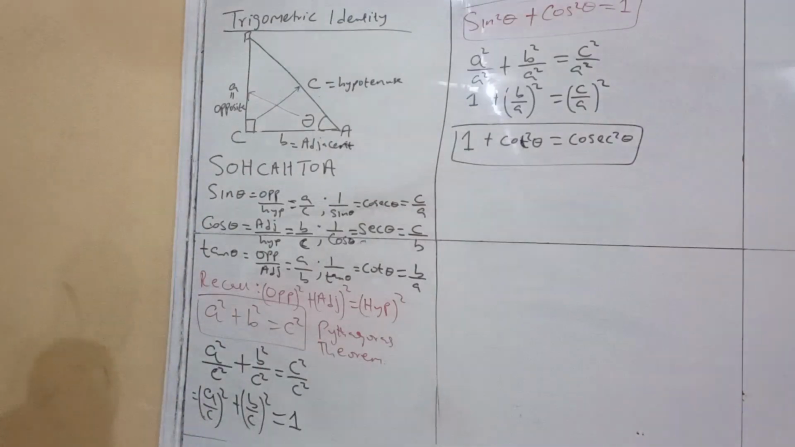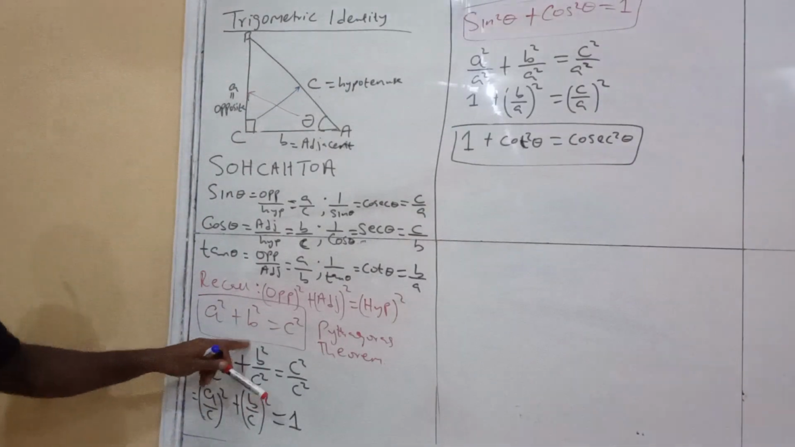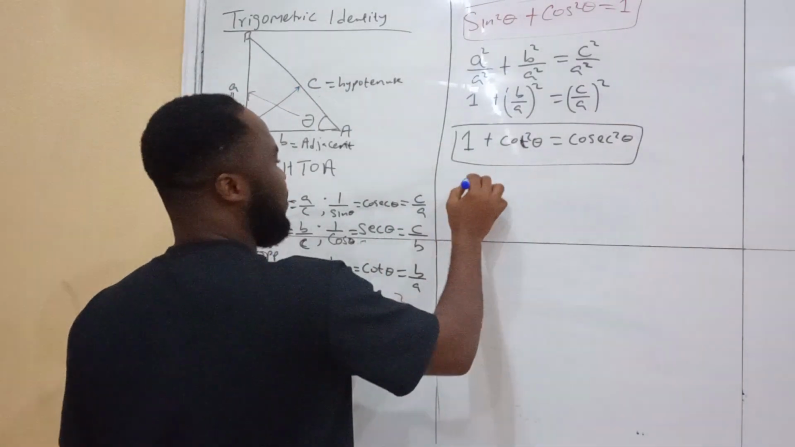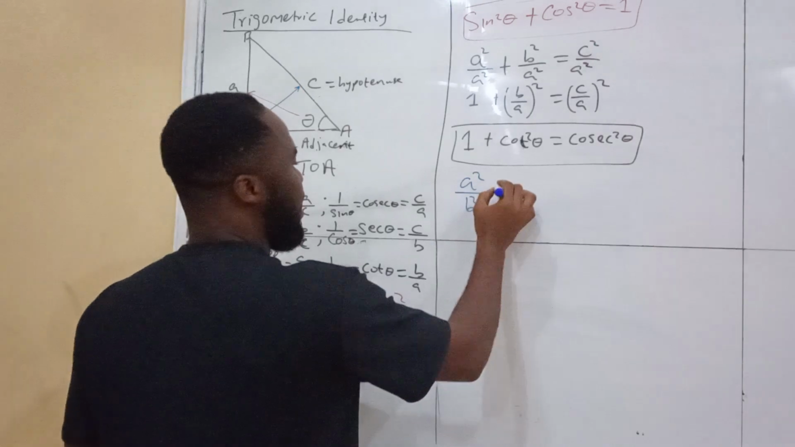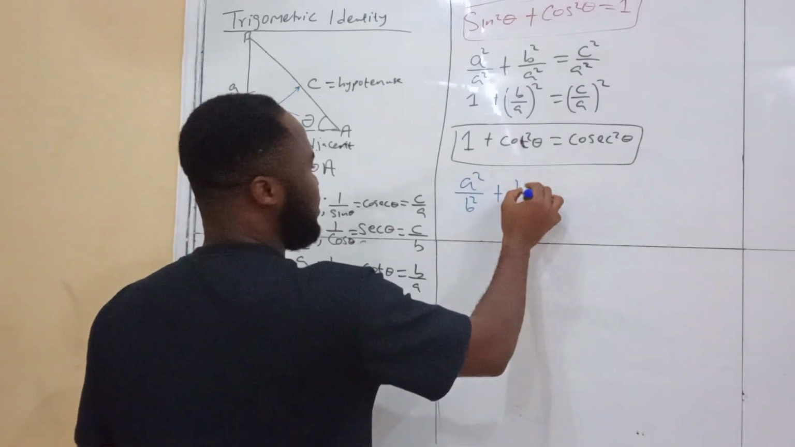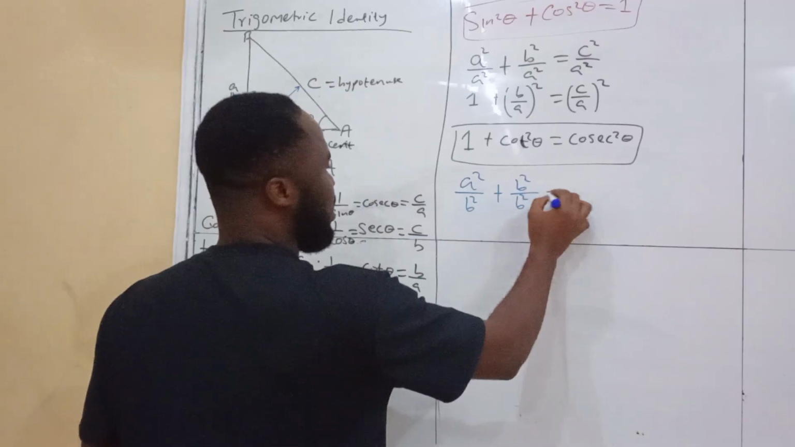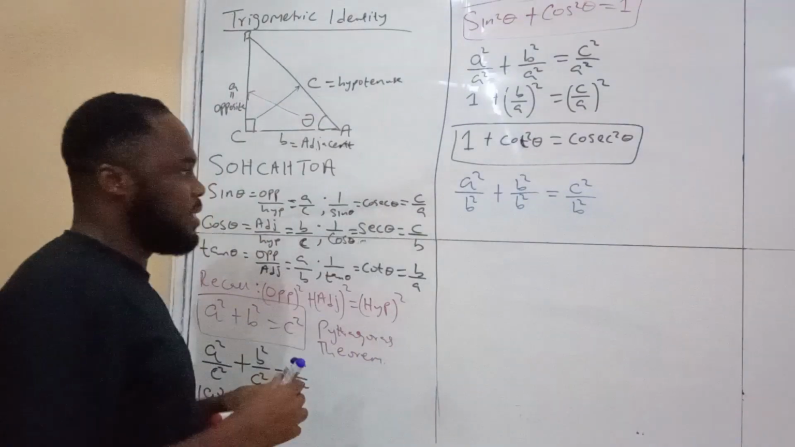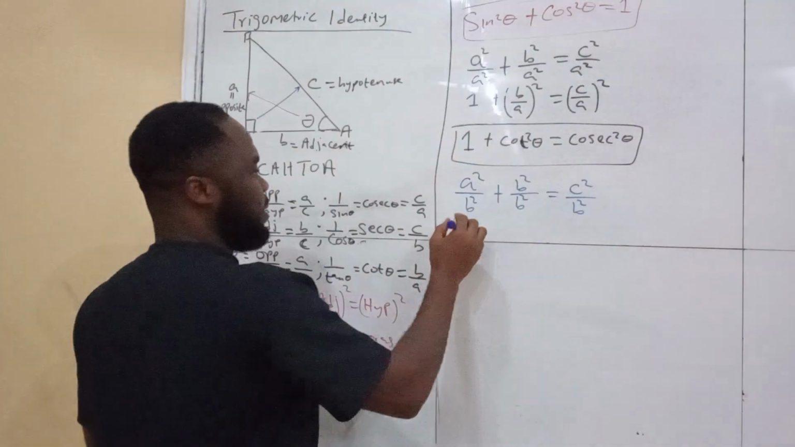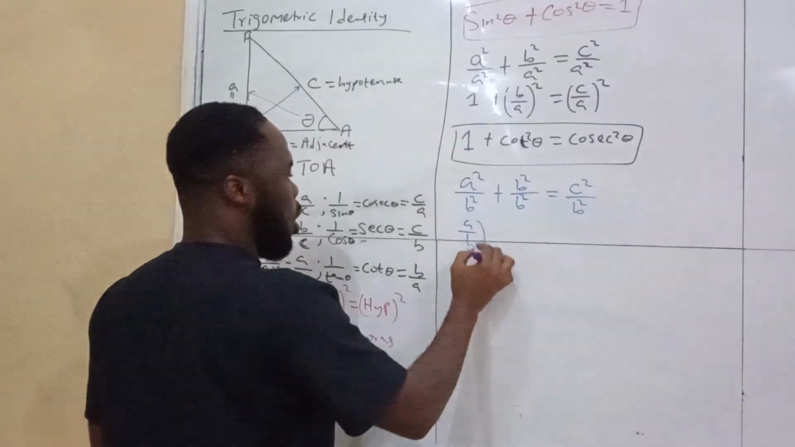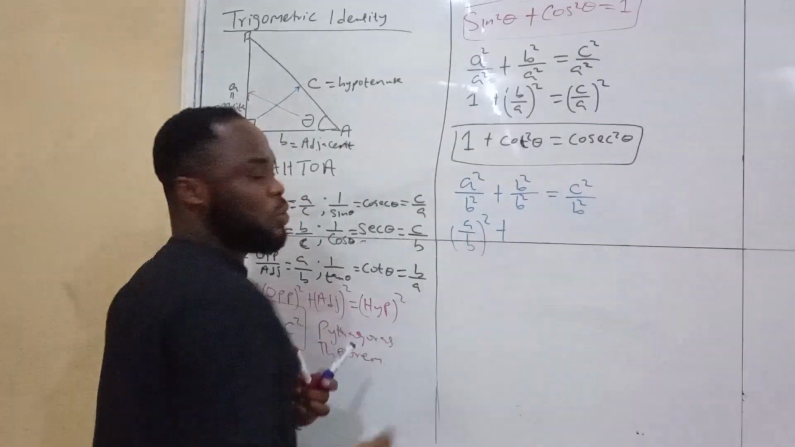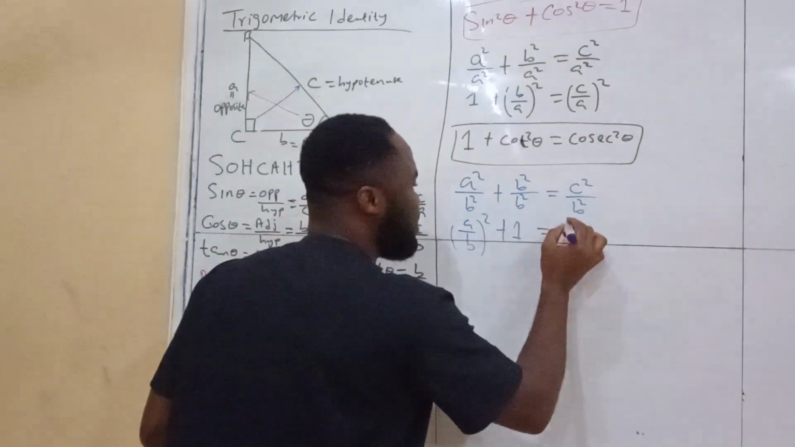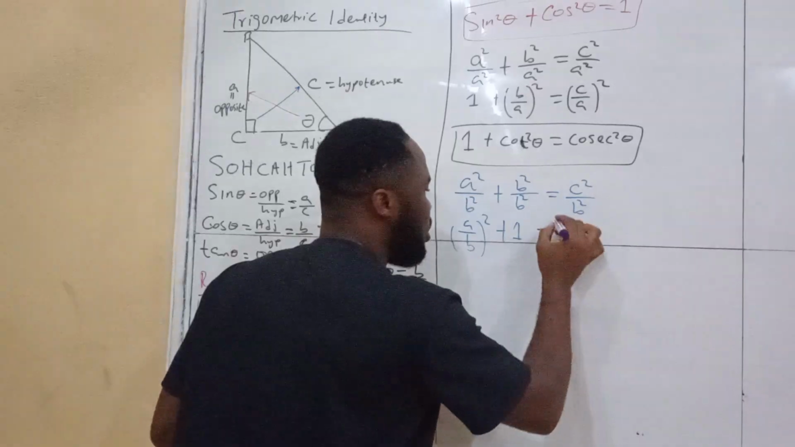identity. Now finally, let us divide this side by B square and see what we're going to have again. Okay? So when we do that, we're going to have A square all over B square plus B square all over B square equals C square all over B square. So we're going to replace this by A all over B, all square plus B squared divided by B squared is just 1. So we have our 1 equals C all over B all square.